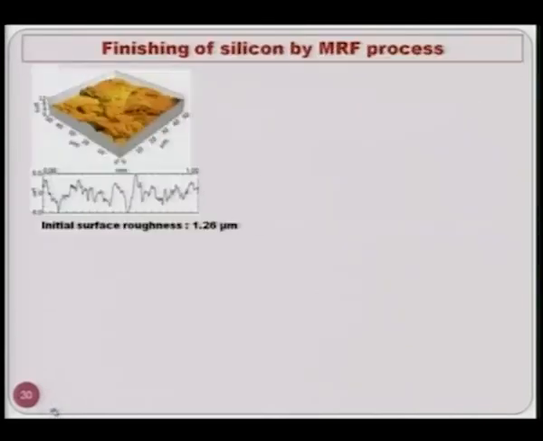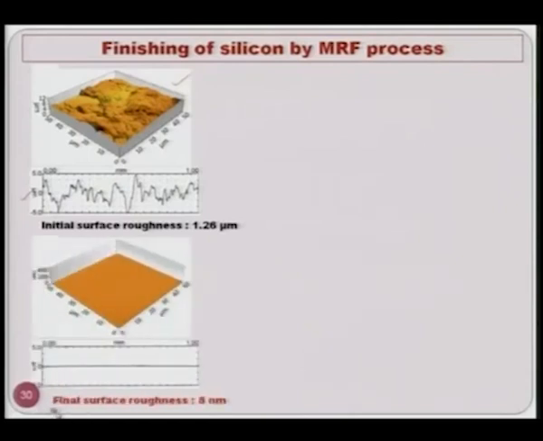Now, let us see quickly some of the applications of the magnetorheological finishing process. Now, you can see the initial surface roughness as I have shown you earlier. Those pictures were of the surf analyzer and scanning electron microscope. Now, here is the surf analyzer picture which we took, and here is the atomic force microscope picture of the initial surface, that is 1260 nanometer.